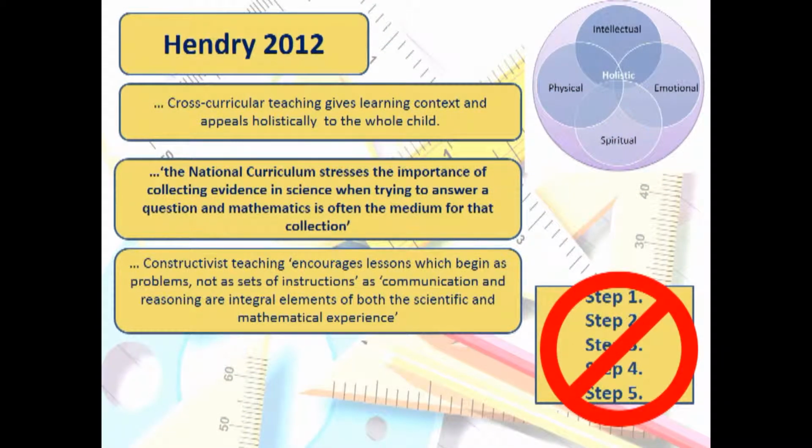Henry 2012 identifies this connection between scientific inquiry and the application of practical maths skills as appealing holistically to the whole child and giving learning context. Henry also highlights the national curriculum stresses the importance of collecting evidence in science when trying to answer a question, and maths is often the medium for that collection, further cementing the intrinsic overlaps between the subjects. He favours a constructivist approach which encourages lessons which begin as problems, not as a set of instructions, as communication and reasoning are integral elements of both scientific and mathematical experience.